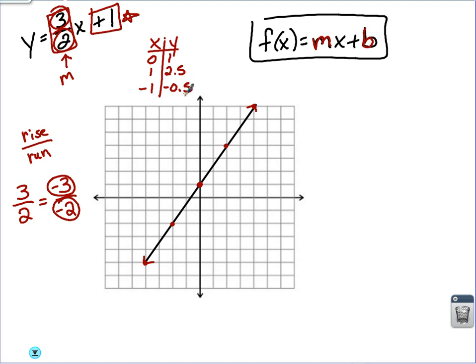I just want to show you that we would have got the same line by graphing it the other way. If I plug in 0, I get 1, there that point is. If I plug in 1, I get the value of 2.5, which is there. If I plug in -1, I get a value of negative 0.5. So we would actually achieve the same line. It's just a little bit easier sometimes to graph the slope-intercept form.